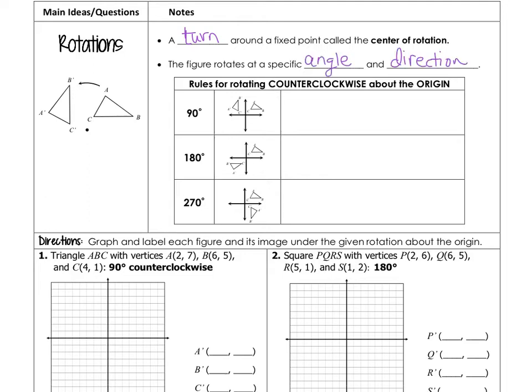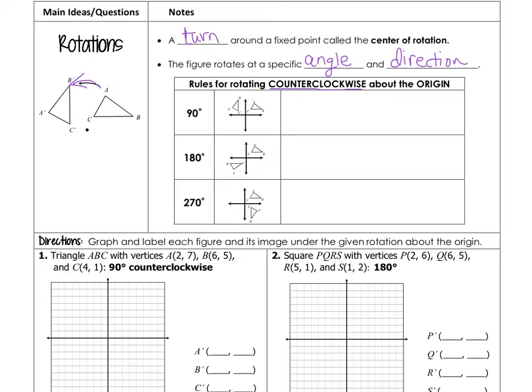Now with rotations, we automatically rotate counterclockwise, so that would be this direction to the left about the origin, unless it says something otherwise. So sometimes it will just say to rotate it, and then we know we're going counterclockwise. Remember, a clock goes this direction around, so if you want to go counterclockwise, you have to go around the opposite direction.